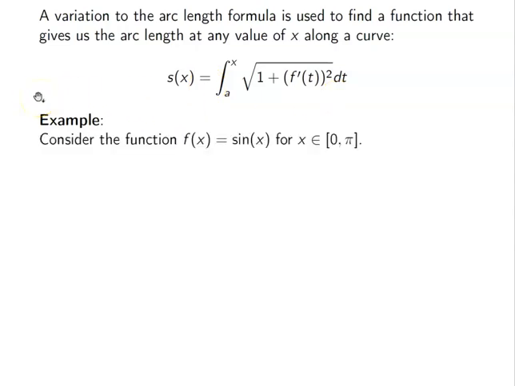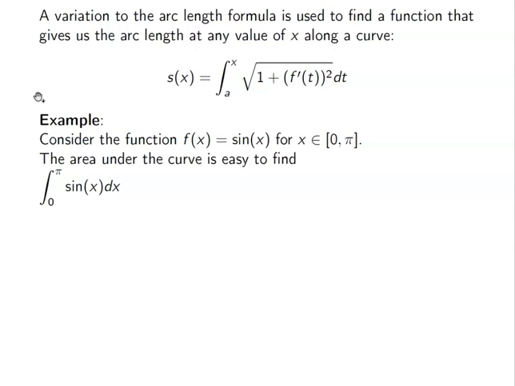Okay, let's consider the function f of x equals sine of x over the interval 0 to pi, including those bounds 0 and pi. The area under the curve, not the length of the curve, but under the curve, is easy to find. We've been doing this over and over again up until now, right?